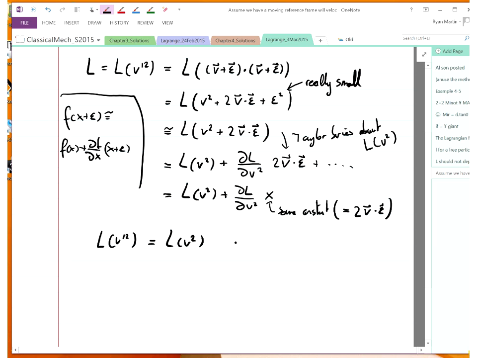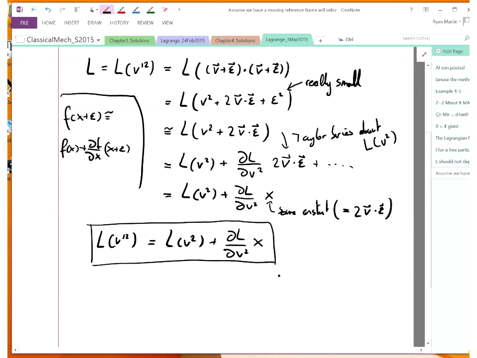So that's what L of V prime squared looks like: L of V squared plus ∂L/∂(V squared) times some number X. This number X is not the Cartesian position. Maybe that's not a very good choice of letter. Let me call that C for constant, just because I don't want you to look at the notes later and think it's the Cartesian coordinate or something like that.